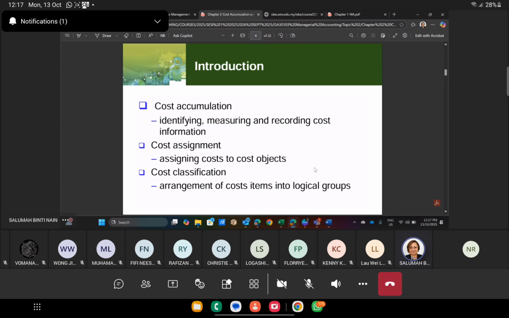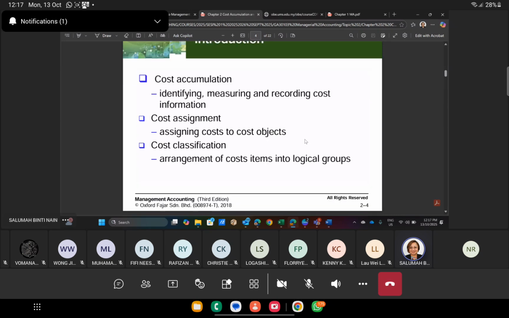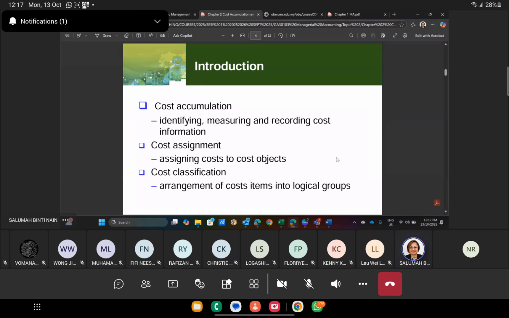So cost accumulation is to identify, to measure, and record cost information. That is cost accumulation. We identify the cost. Is that fixed cost? Is that variable cost? And how to measure and how to record the cost information. Cost assignment: we assign the cost to the cost object. Cost object is the products. Okay, cost item, how do you assign?